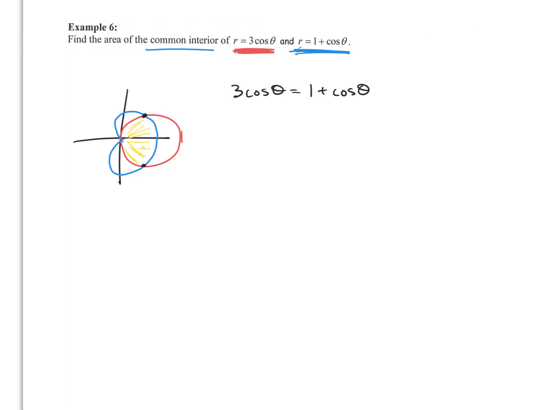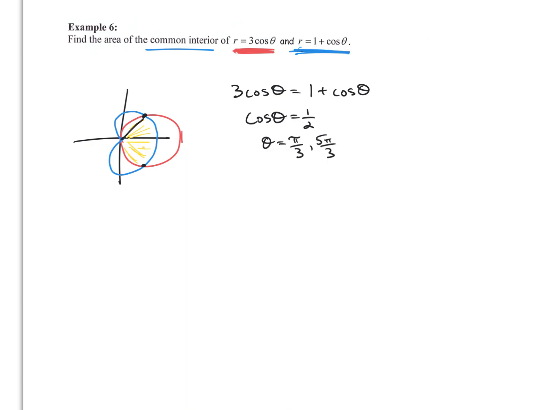And again, when we move these things around, we end up getting cosine theta is equal to what? 1/2. So when does that happen? Pi over 3 and... not 2 pi over 3. Cosine's x, so it's positive, it moves right. So it would be pi over 3 and 5 pi over 3. All right? And this is the way I think of it.